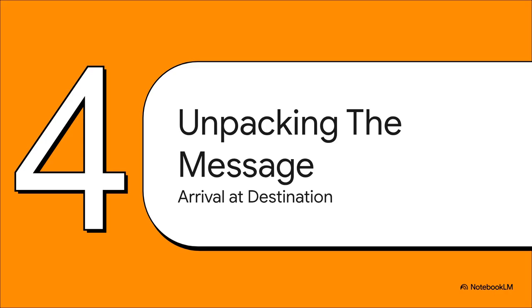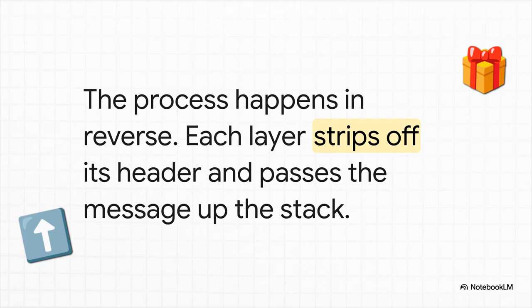The trip is over. But now the real magic happens. It's time to unpack the message. And yeah, you probably guessed it, this is the exact reverse of the packing process. The physical layer turns the signal back into a frame. The data link layer rips off its wrapper, checks for errors, passes it up. The network layer confirms the IP address is correct, removes its header, and on it goes, all the way back up the stack until your original email is perfectly put back together.